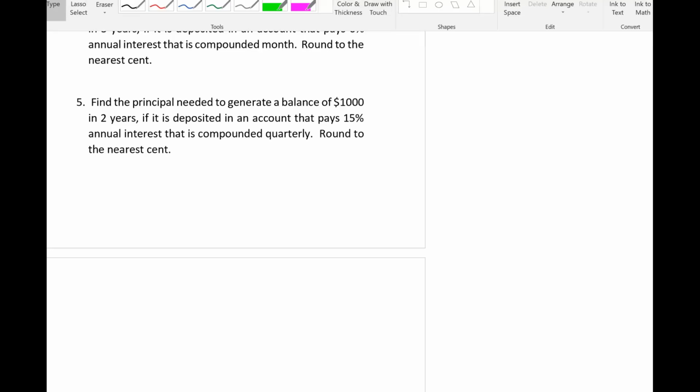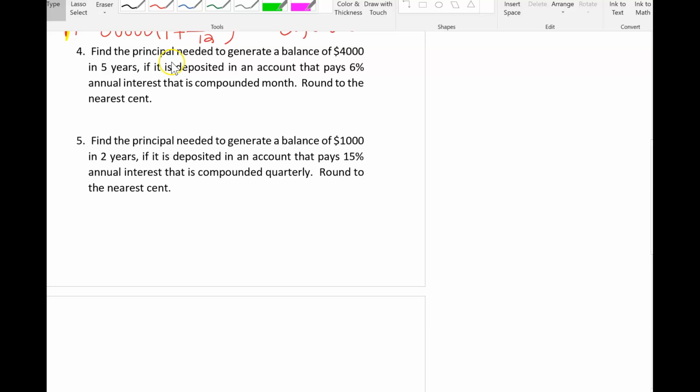In this video, we're going to continue on the worksheet from the previous video, but we're going to work numbers 4 and 5, which are slightly different than numbers 1, 2, and 3. And the reason is because they're asking you to find something a little different.